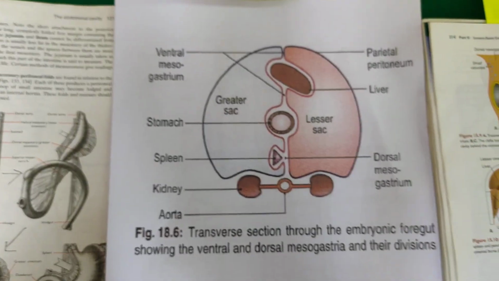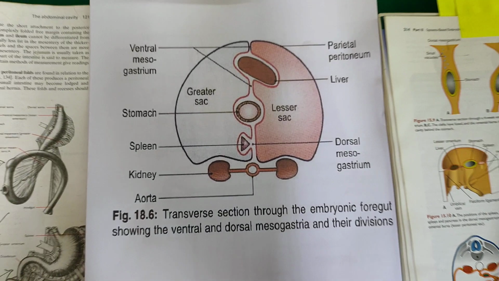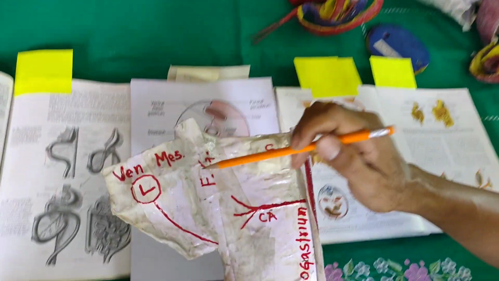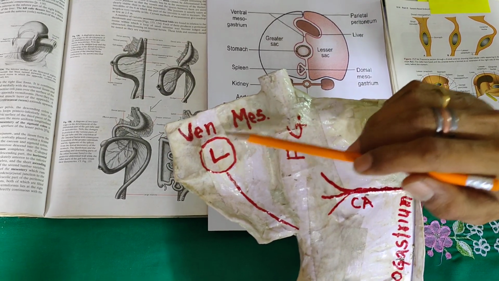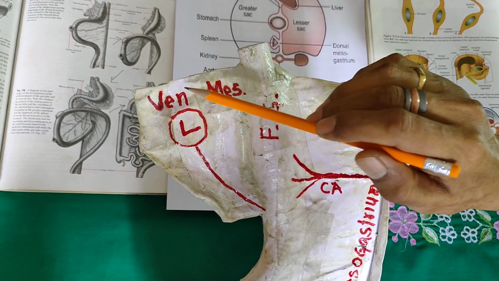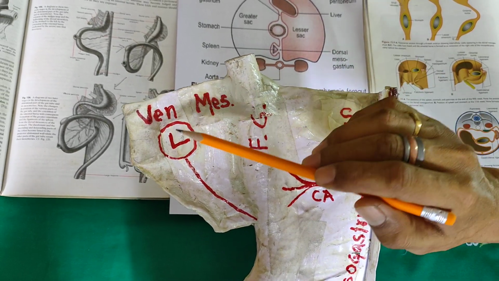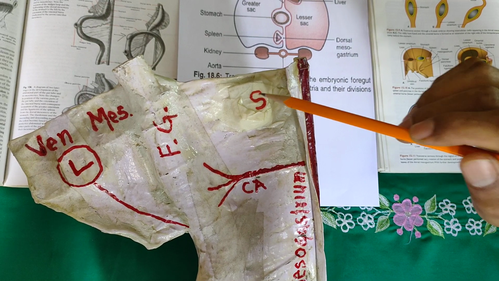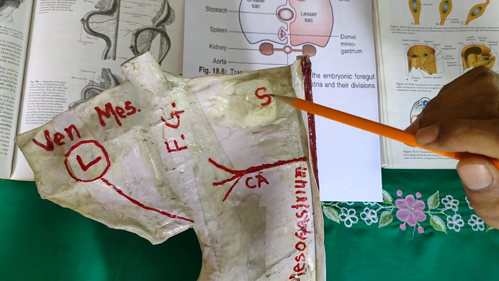So this is the cross section of this gut system at the level of this foregut. In front of this foregut is the ventral mesogastrium. In between the two leaves of the ventral mesogastrium there will be the development of the liver, and in the dorsal mesogastrium there will be the spleen. This is the spleen.